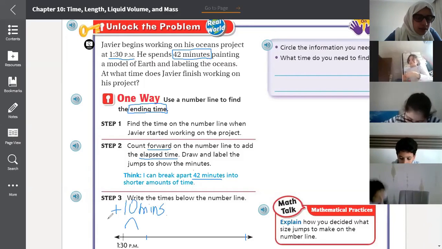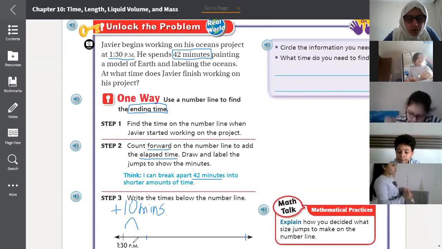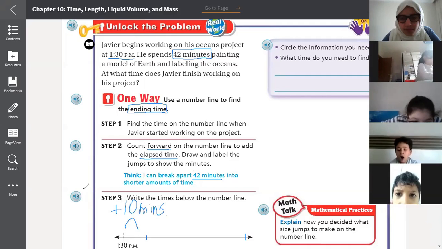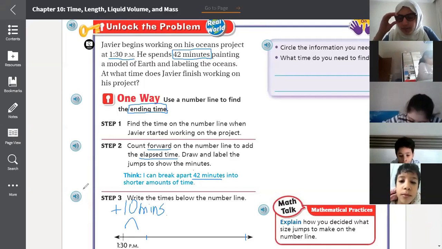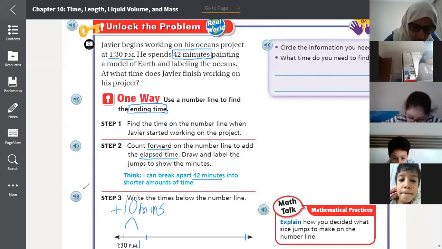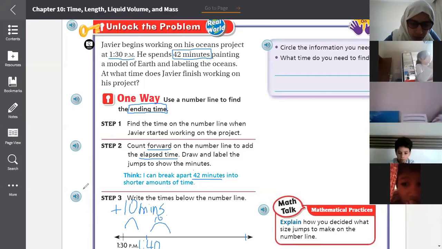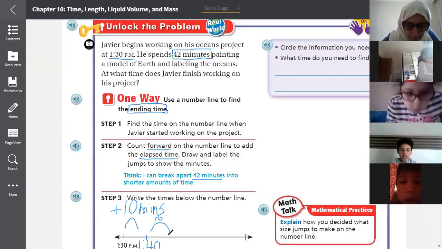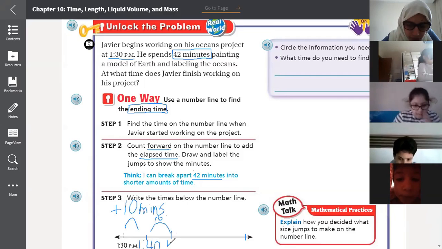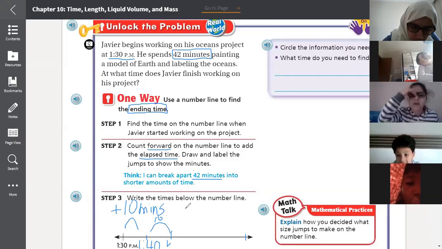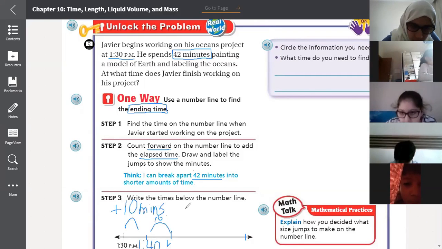Yamin, when I add 10 minutes to 1:30, what time is it going to be? 1:40. Excellent, Yamin. So I will write 1:40. When I add another 10 minutes, what is it going to be? 1:50. Well done. 1:50. What about another 10 minutes?